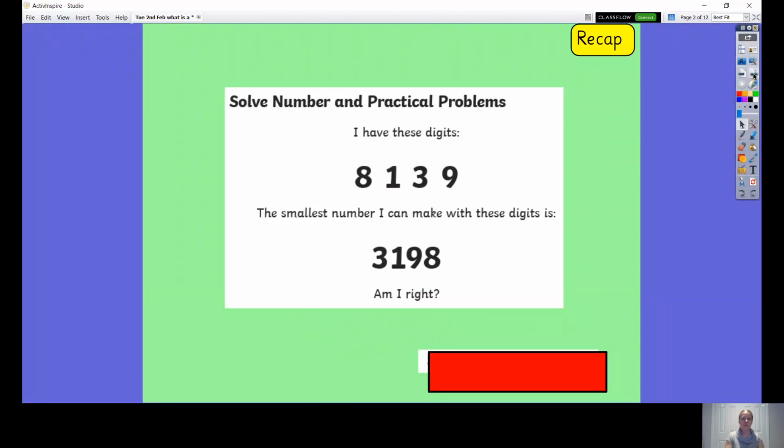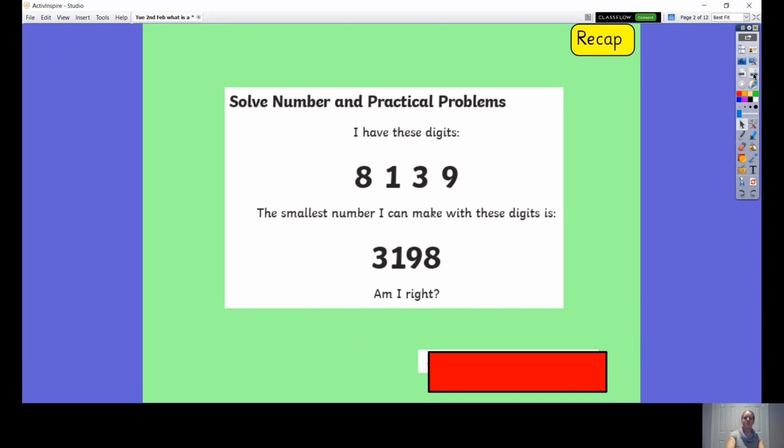So if you can have a look at this, please. I have these digits. I've got an 8, I've got a 1, I've got a 3, and I've got a 9. I am saying that the smallest number I can make with these digits is 3,198. Am I right? Pause and have a go.